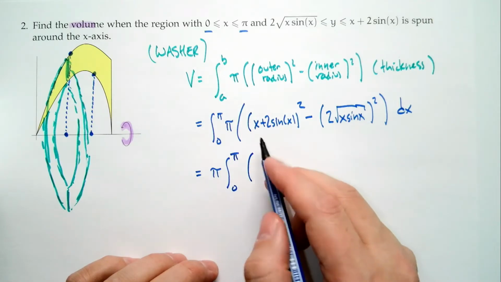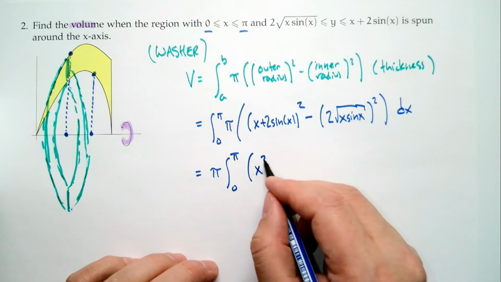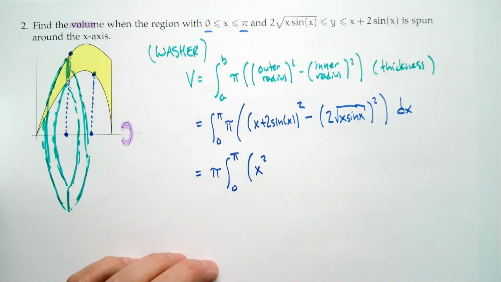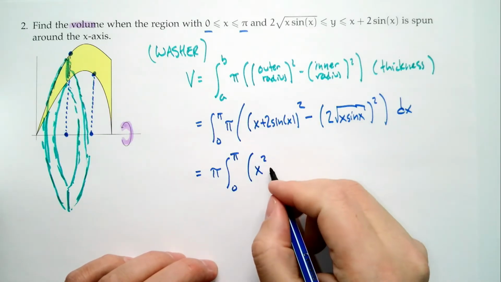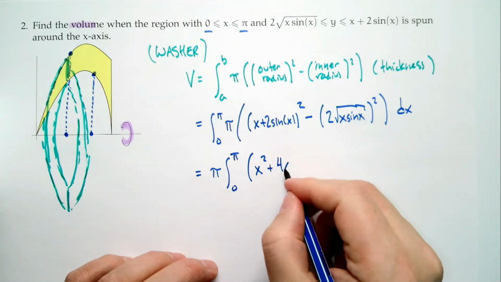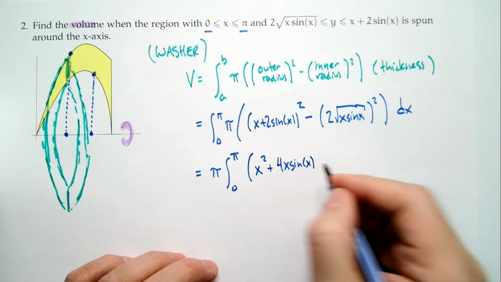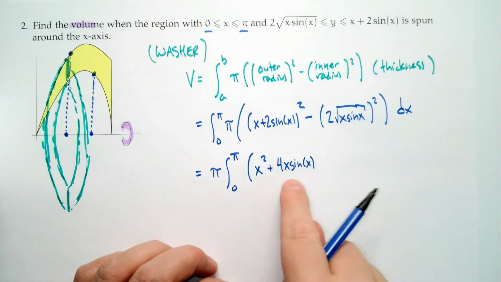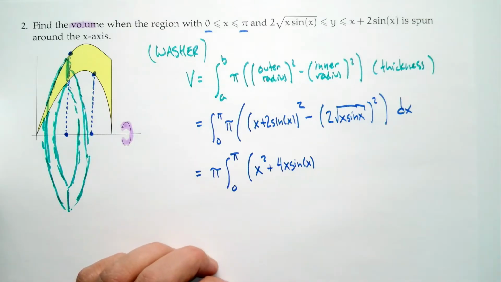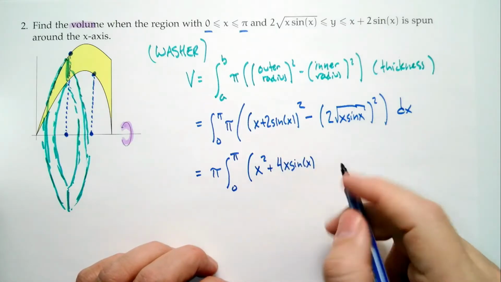Yeah, I've got to square it. So we get x squared, great. I can integrate that, good news. What's the next term? 4x sine x. And you're probably thinking, no, that looks like integration by parts. You said there wouldn't be any. Well, hold on. Let's see what happens. What's the next term?